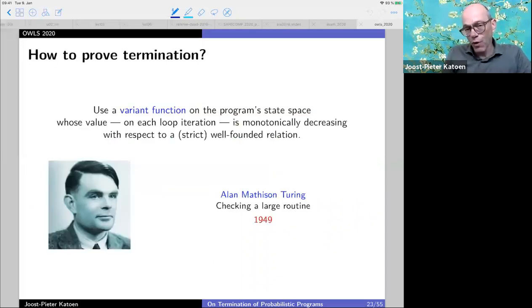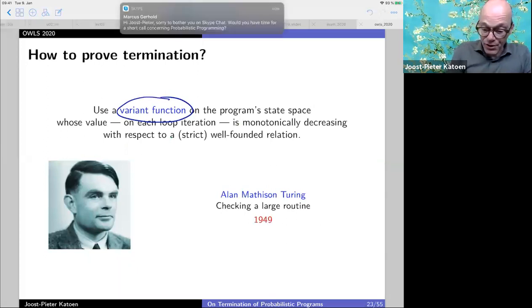So let's go one step back. How do you prove termination of an ordinary program? Well, we go back to Turing. What we can do is use a variant function. What is a variant function? It's a function that maps the program states onto some well-founded domain. And then what we need is a function such that the value of this function is monotonically decreasing with respect to that ordering.